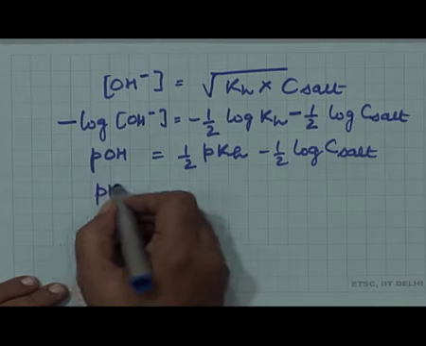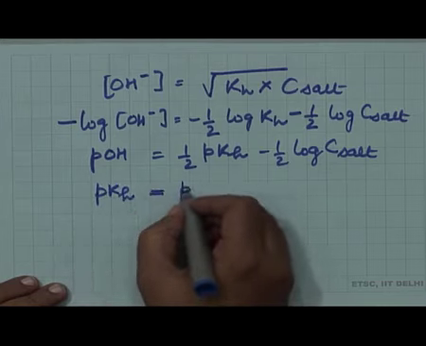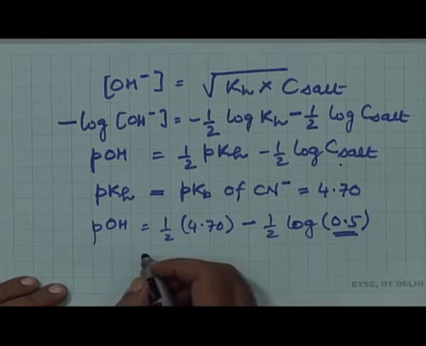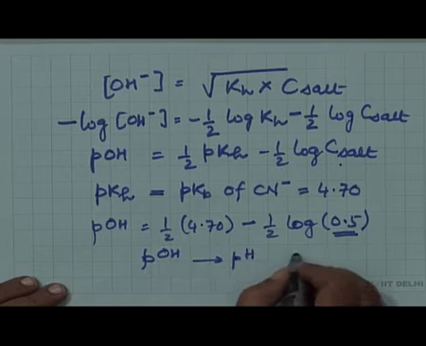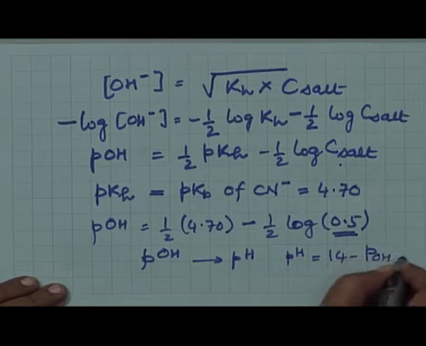And since pKh, hydrolysis constant, is simply equal to pKb of cyanide ion, which is your 4.70, pOH will be given by half your 4.70 minus half log your 0.5, since your salt concentration is 0.5 molar. If we solve that, we can get pOH, and from that you can calculate pH. So, pH is equal to 14 minus pOH.